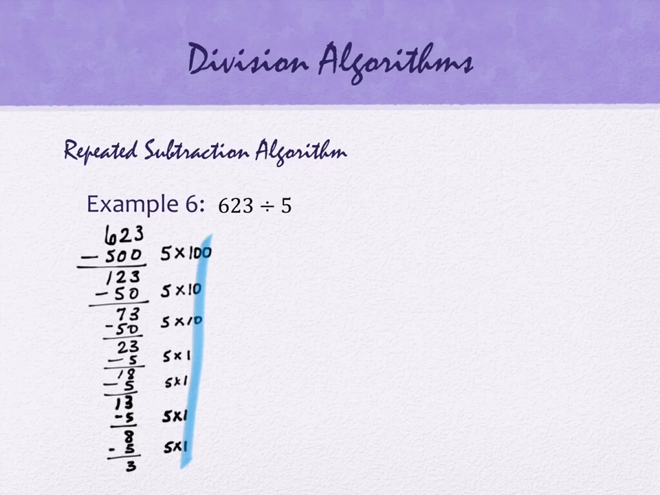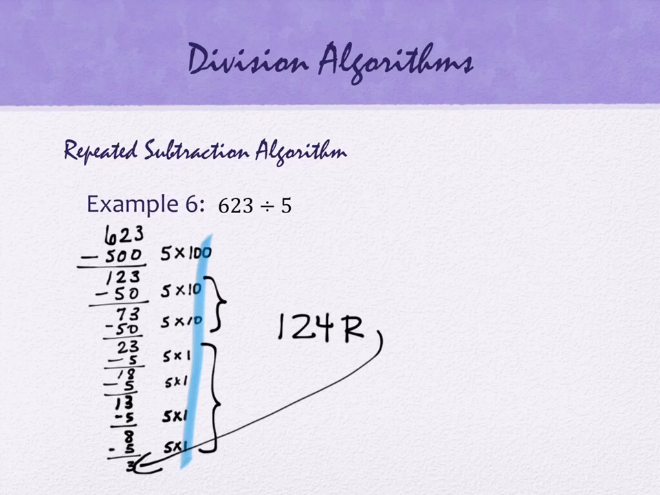Your answer is these numbers all added together. That's 124, remainder 3. Wait, where did we get the 124? This is 100, this is 20, and that's 4.